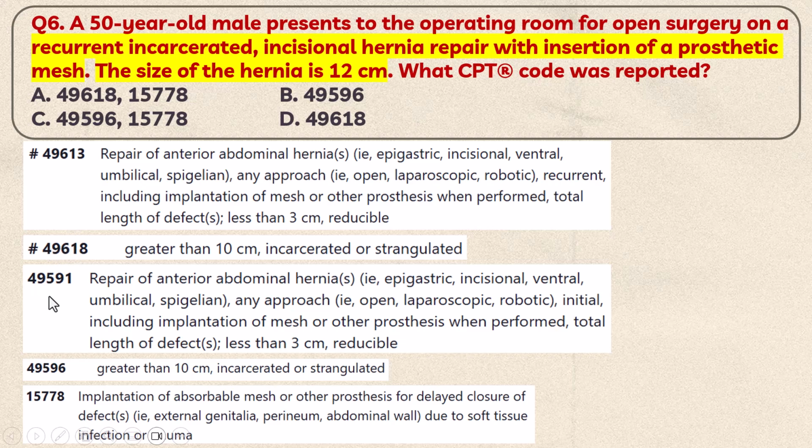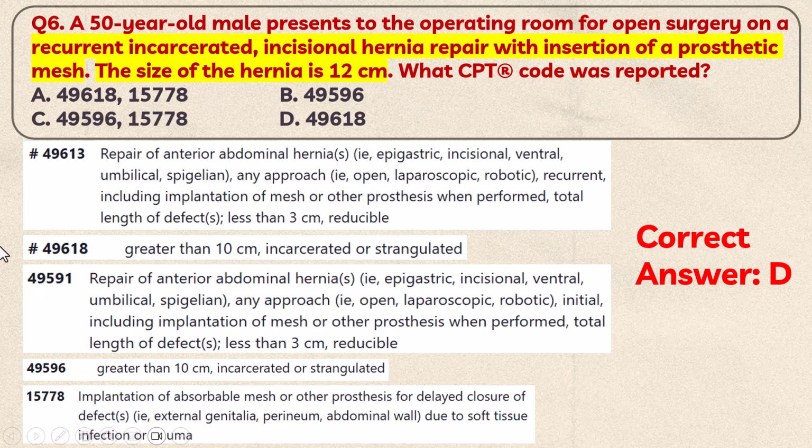When you check other codes, 49,591 is repair of anterior abdominal hernia, initial, including implantation of mesh. So here this is an initial hernia, but in our case it's a recurrent one. So the recurrent one is coded in this code. When you check 15,778, that is implantation of absorbable mesh. So that's a separate procedure. But these codes include mesh also. So the correct answer will be answer D, that is 49,618. This code you have to read with the previous code.